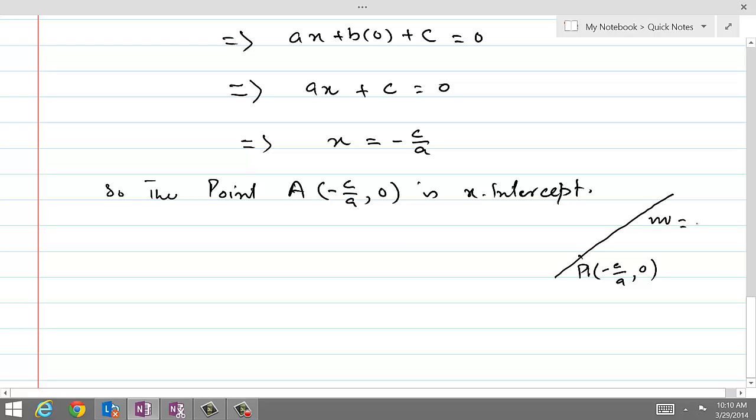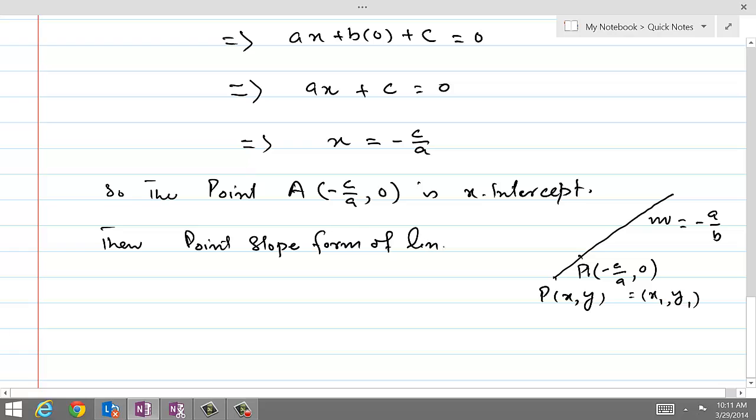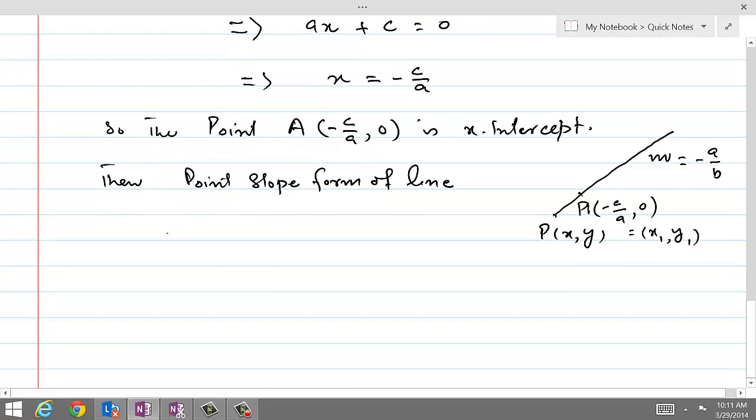The slope of this line is equal to minus a over b, which we have calculated in slope intercept form. Now if we choose any variable point P(x, y) on the line, then this point can be taken as (x1, y1). The point slope form of the line would be y minus y1 equal to m into x minus x1.